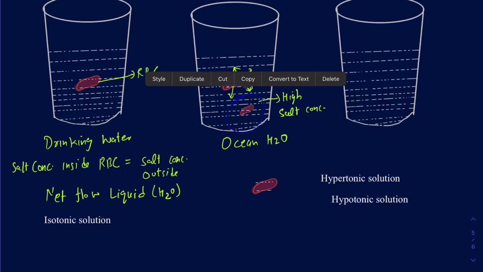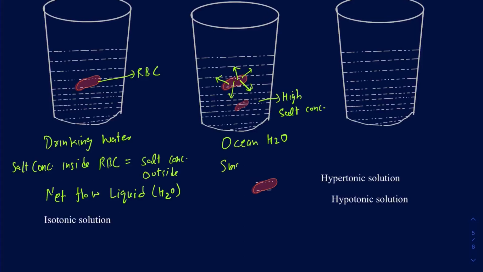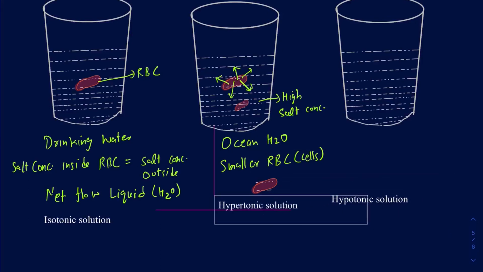So that's how it's going to look at the end of the day. It gets shriveled, or it gets smaller. So smaller RBCs or cells will result in that case. Now, when you place the RBC or the cell in a surrounding solution with high salt concentration, that one is going to be called a hypertonic solution. That means you have higher salt concentration than what you have inside the cell.